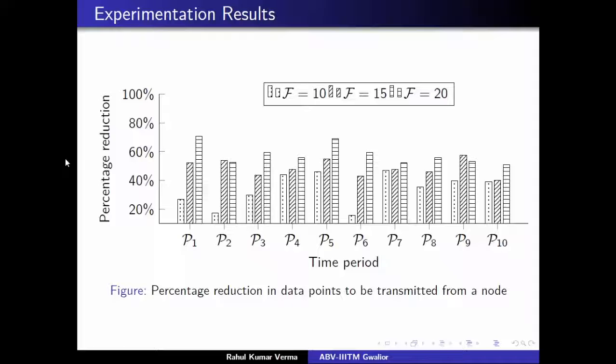The variation is there because we cannot justify what the data looks like. So we take the data from the internal research lab and apply our mechanism to identify how much percentage reduction we can gain by applying this mechanism. For different numbers of sensed data points, like f equal to 10, 15, 20, we applied this mechanism and achieved these results.